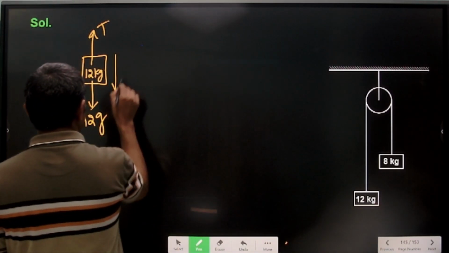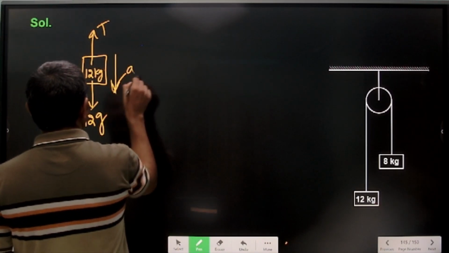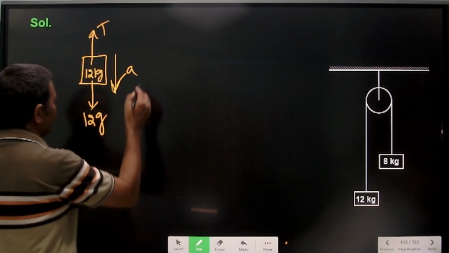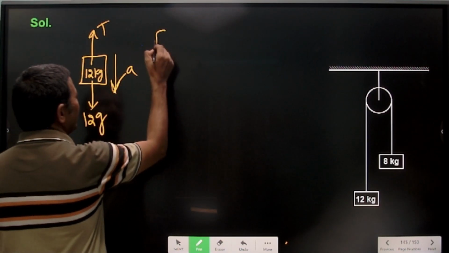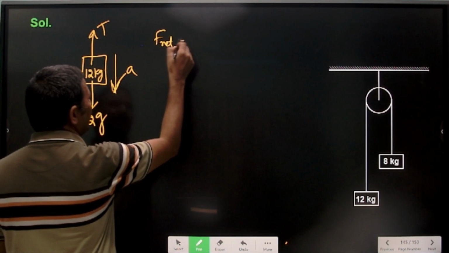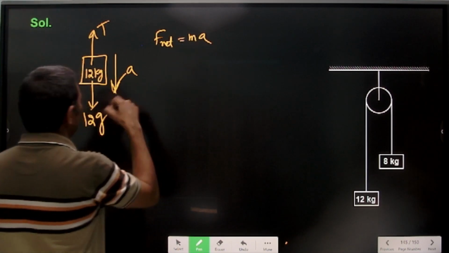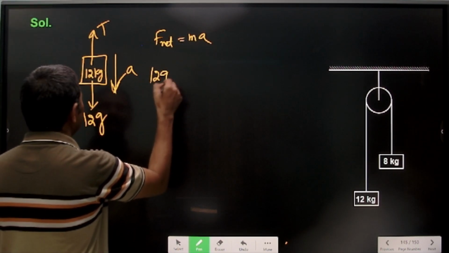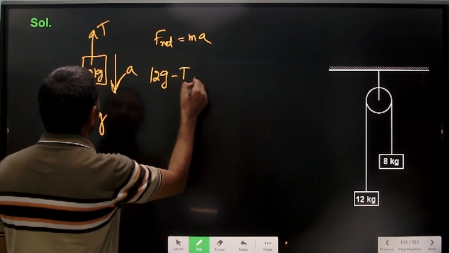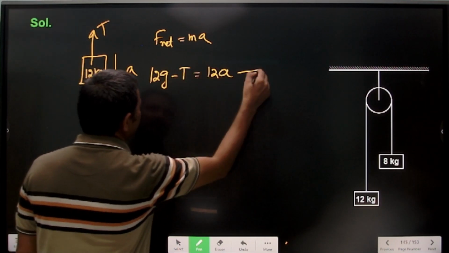So here acceleration is acting downward. What is the equation? Newton's second law is F net is equal to mass of the body into acceleration. What is the mass of the body? 12g minus T is equal to 12 into A. This is equation number 1.